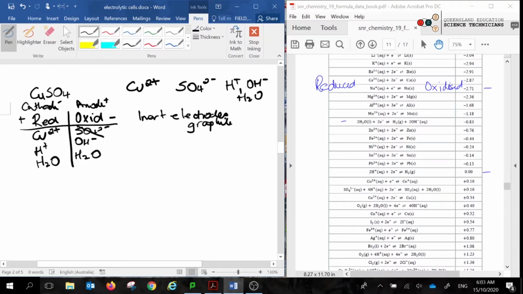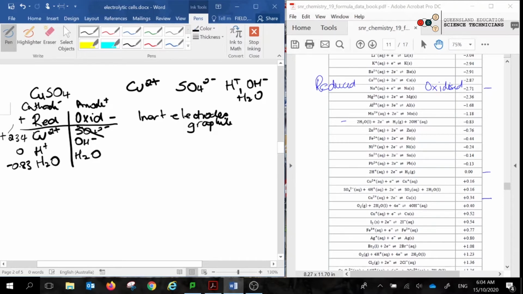Here I'm going to look at the values for my reduction. So I have my copper 2+, and make sure you're looking at the right copper 2+. Copper 2+ can go to the copper ion, but I want the full reduction, so I want the copper 2+ going to the copper solid. That's the plus 0.34 value. We want our hydrogen ion value of 0, and we want our water value, so again, that's our negative 0.83.